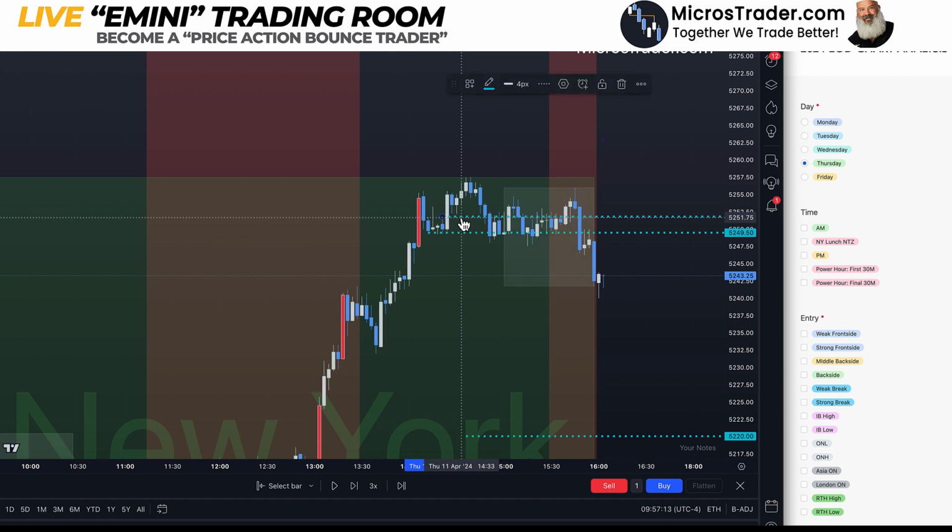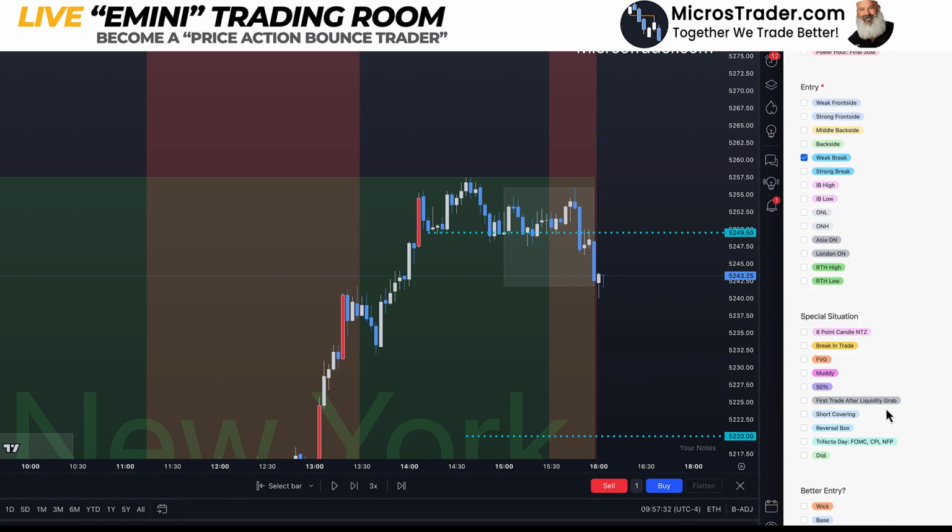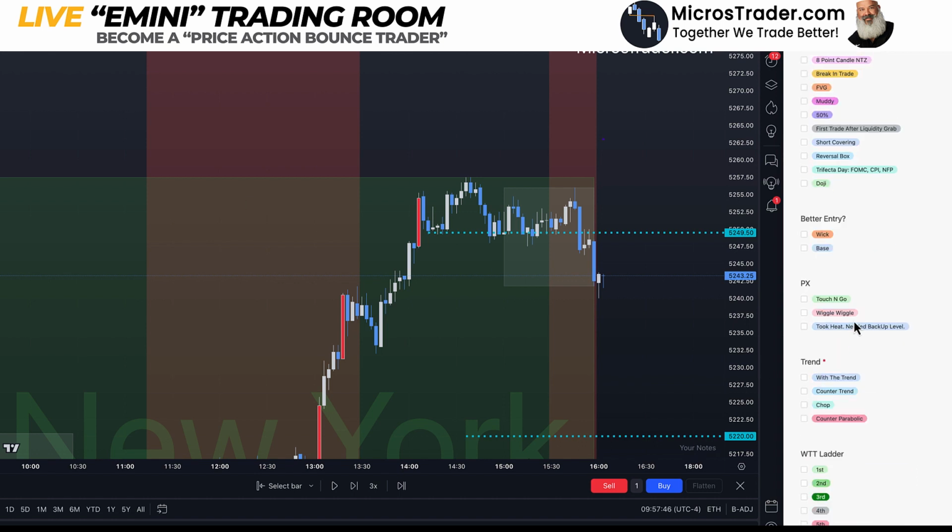Well, that's in a fair value gap. Because when it comes back and does that, I kind of consider that tested. I don't think I want to mark that one. Thursday. That happened in the PM. It is a weak break level. It is not an 8-point candle land. And actually that last one I would call it 8-point candle because you didn't have 2 bounces yet. So I'm adding that special situation on the last trade.